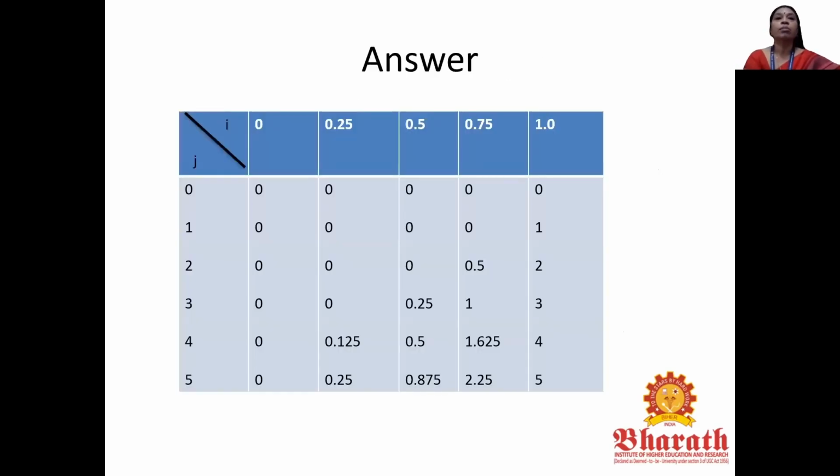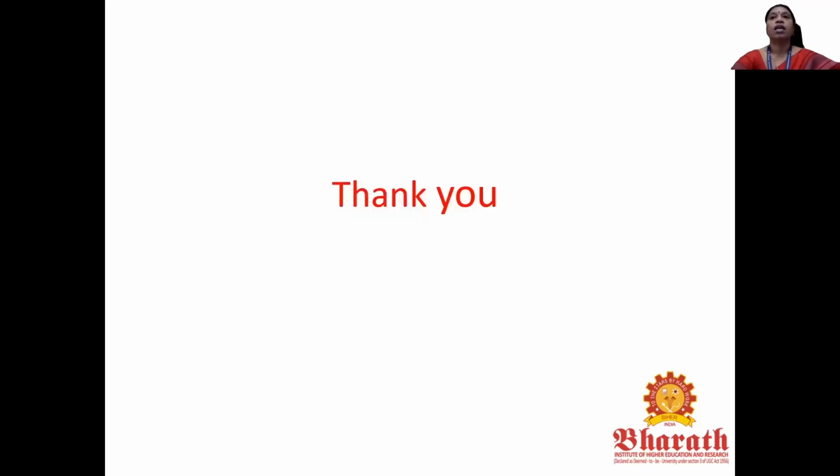So the answer will be, for i we take the increment 0, 0.25, 0.5, 0.75 and 1, because i varies from 0 to 1 and j varies from 0 to 5. So if you use the previous slide and substitute the values, you will get a table like this. And thank you. With this, the topic is over.